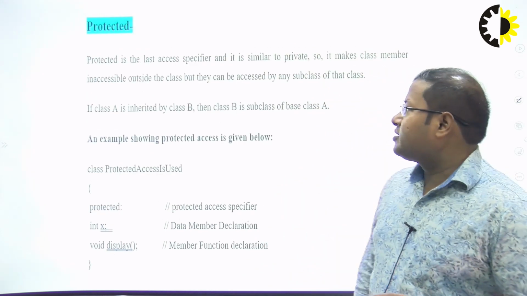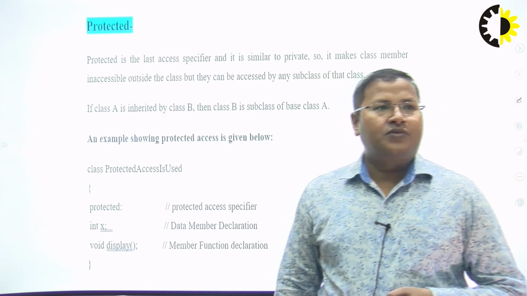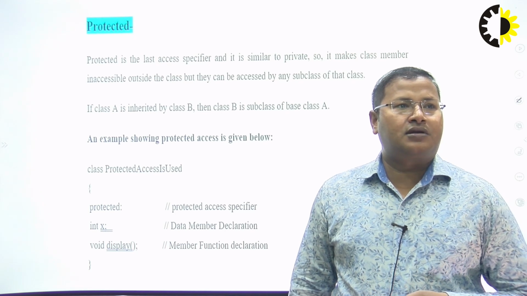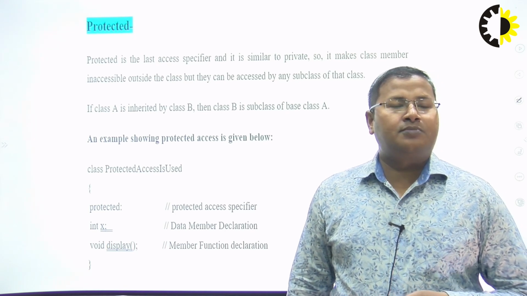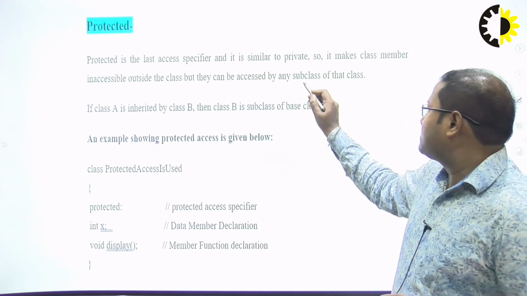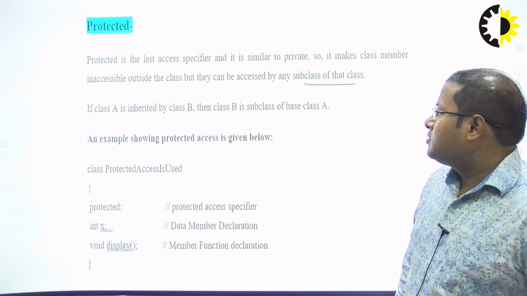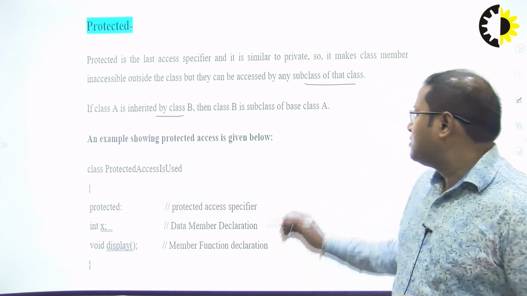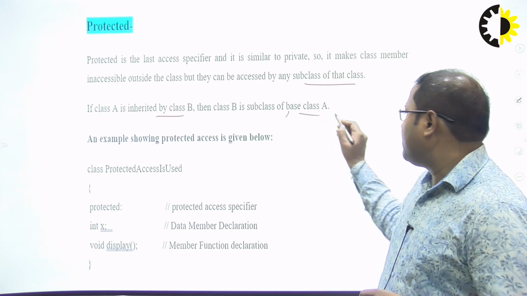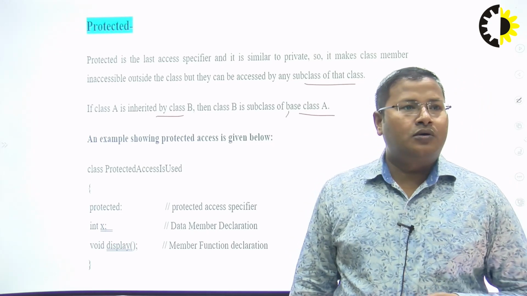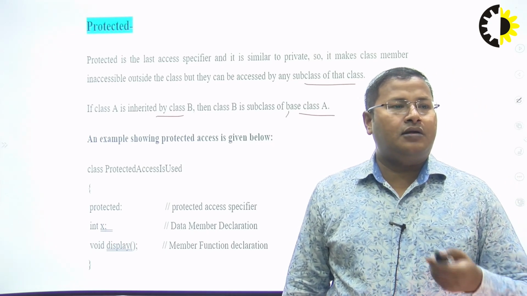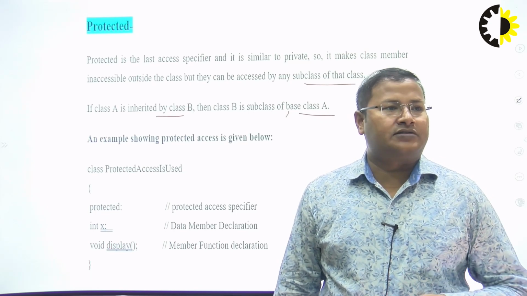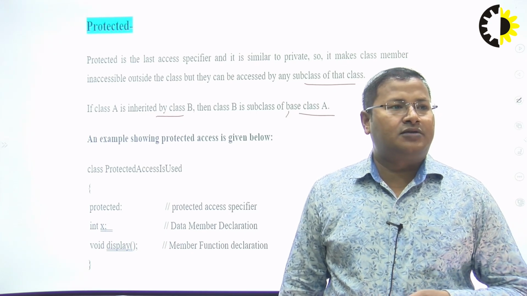Protected. Protected is the last access specifier, and it is similar to private. It makes class members inaccessible outside the class, but they can be accessed by a subclass of that class. If class A is inherited by class B, then class B is the subclass of base class A. So class B can use the protected data members and member functions. An example showing a protected class is given below.